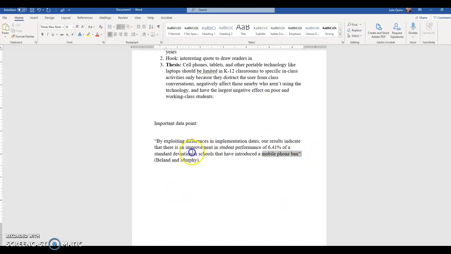And if we're using evidence, there's that piece of evidence that I found from the article. By exploiting differences in implementation dates, our results indicate, right, that there's an improvement of 6.41%. We probably don't even need this first part. If we're specifically going to talk about the data, there is an improvement in student performance of 6.41% of a standard deviation in schools that have introduced a cell phone ban.